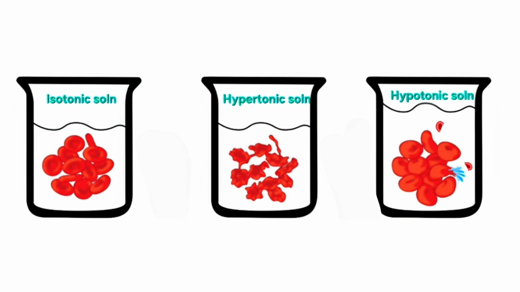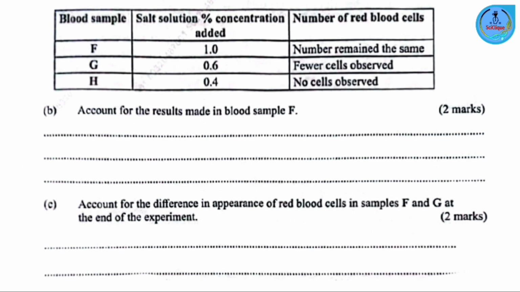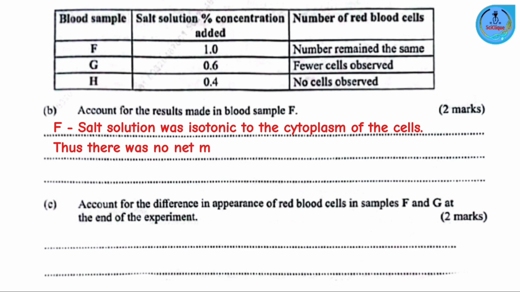Okay. Now, coming back to the table, if we look at F, the number remained the same. So what does this tell us about the salt solution that was added to F? It tells us that it was isotonic to the cytoplasm of the red blood cells. So the salt solution was isotonic to the red blood cells. And because of that, there was no net movement of water in and out of cells. So as a result, the cells were not hemolyzed.